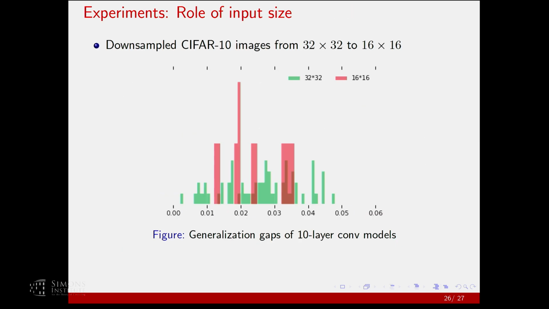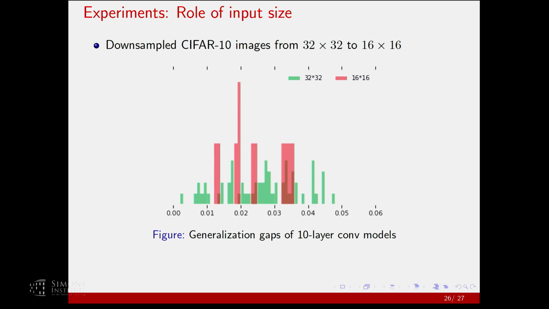Another thing that we experimented with relates to the role of input size. In earlier results, the generalization bound depended on the input size, but we came up with an analysis that is independent of input size because we thought intuitively that should be the case. But we wanted to also check our intuition with experiment. So CIFAR10, as we all know, is 32 by 32 images. We downsampled CIFAR10 images from 32 by 32 to 16 by 16. And then we did everything all over again.